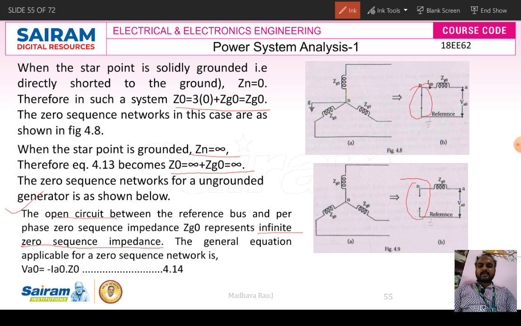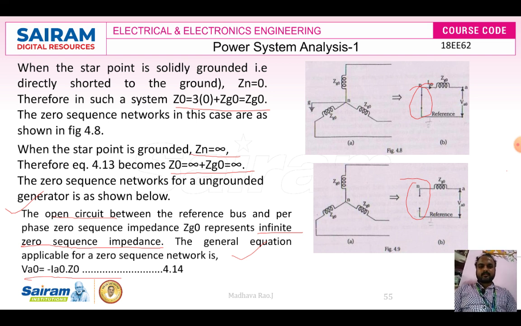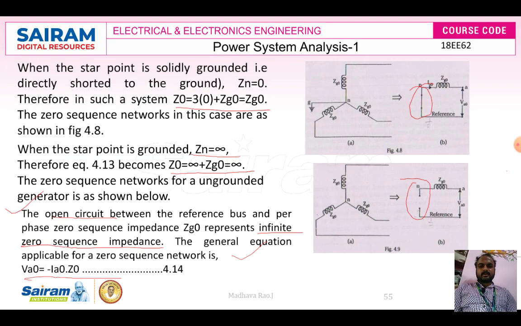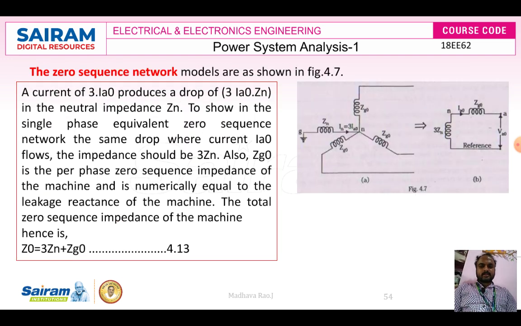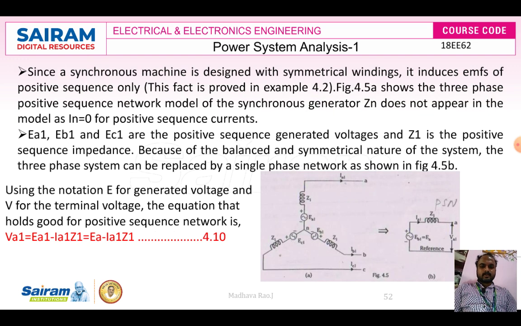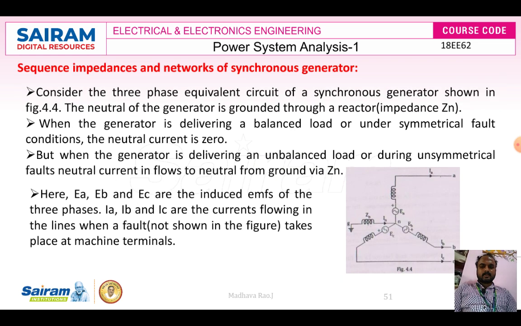The general equation applicable for a zero sequence network is VA0 is equal to minus IA naught into Z naught. So this is about the synchronous machine, the synchronous generator.